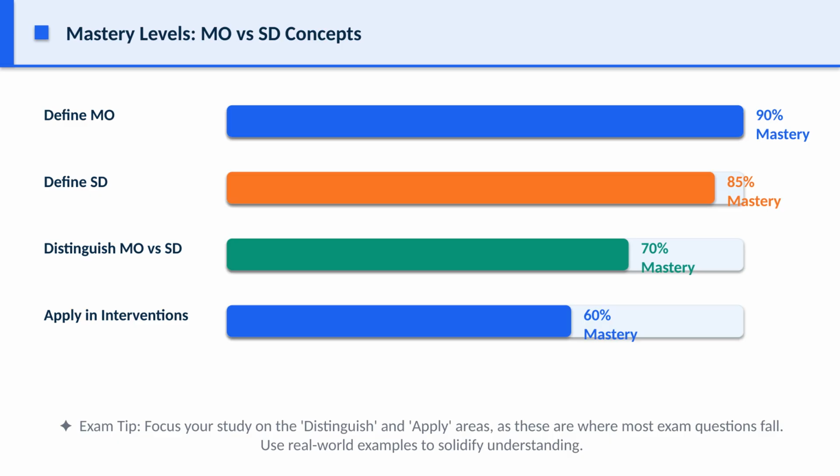For the BCBA exam, you'll see scenarios where an MO establishes the value of a reinforcer, and then an SD evokes the behavior. For example, food deprivation, an MO, makes food valuable, and the sight of a vending machine, an SD, signals that inserting money will produce food. Understanding this interplay is critical for designing effective interventions. Manipulating MOs can increase motivation, while SDs can cue appropriate responses. Expect multiple choice questions asking you to identify whether a variable is an MO or an SD based on its function.